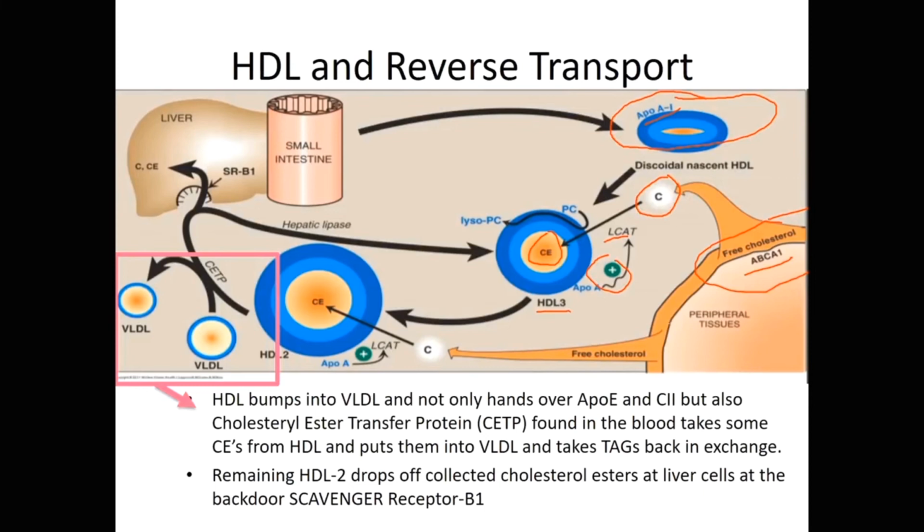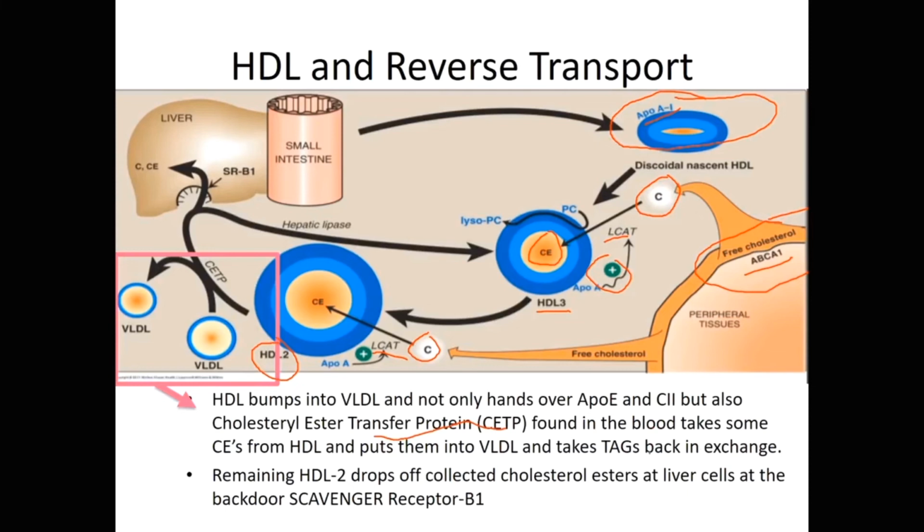And so HDL continues through this process, and free cholesterol gets spit out from this transporter, changed into cholesterol esters by your LCAT, and now we've become a large HDL2 particle. Now, pretty much this molecule wants to go back to the liver and drop off all the cholesterol esters it's picked up, but on the way it actually bumps into a VLDL particle. And what happens here is there's this enzyme known as cholesterol ester transfer protein, or CETP, and this is found in the blood.